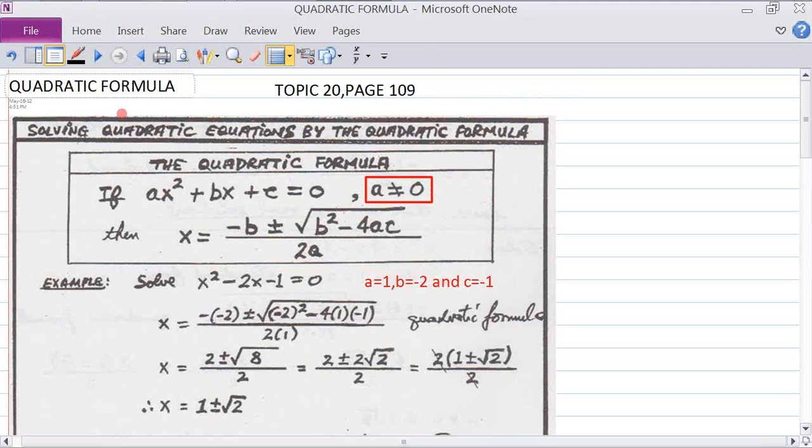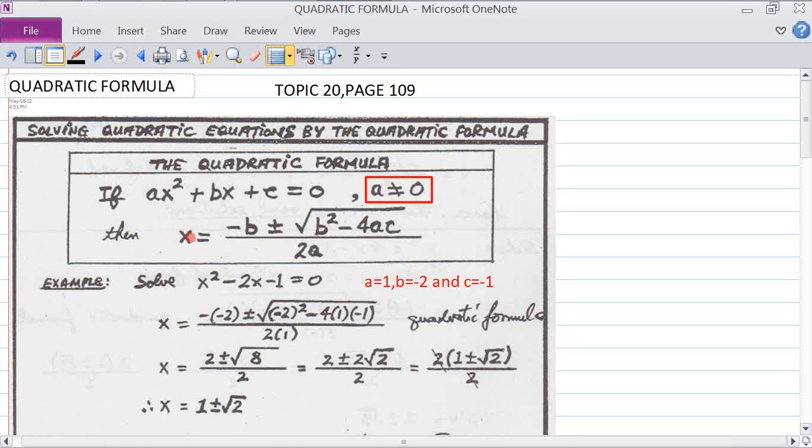So now let's go to solving quadratic equations by the quadratic formula. So we have a quadratic equation, ax squared plus bx plus c equals 0. And we want to know the values of x that make this 0. That's what we're trying to find here. And the proviso is we can only solve those equations for which a does not equal 0. Because if a equals 0, it's no longer a quadratic equation. It must have this squared term in it.